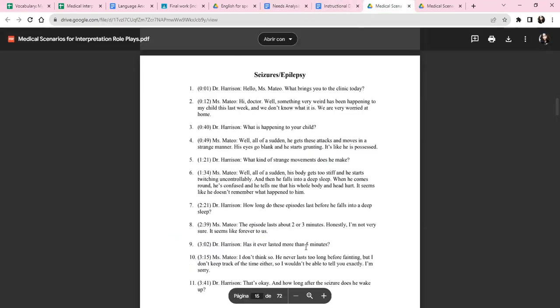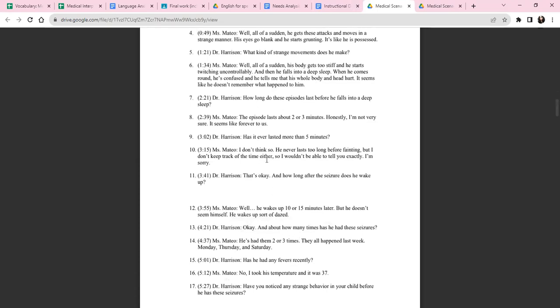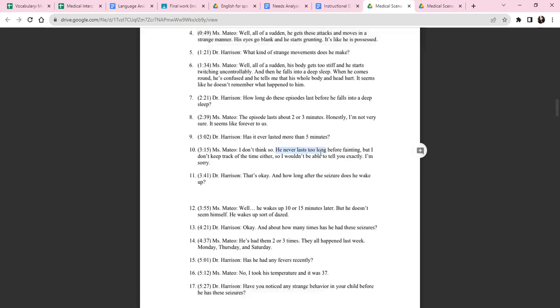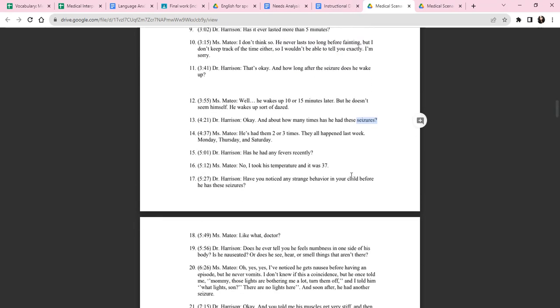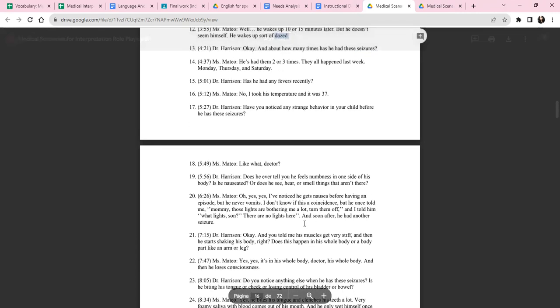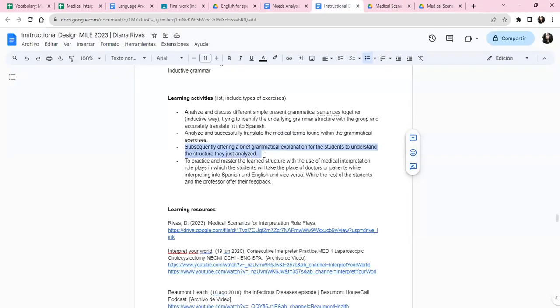For example, here, he never lasts too long before fainting. How could we properly translate fainting? Seizures. This is very common, of course. How can we properly translate seizures? Days. How could we translate days? And then we will be working on that.